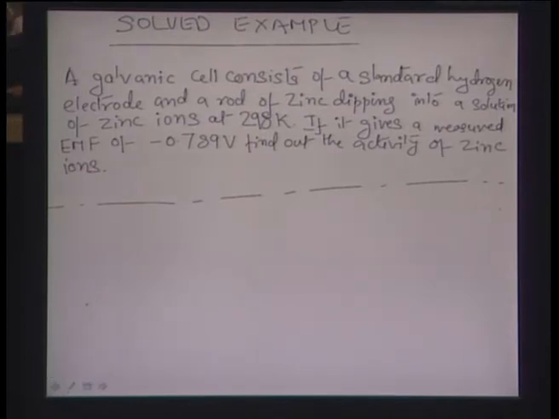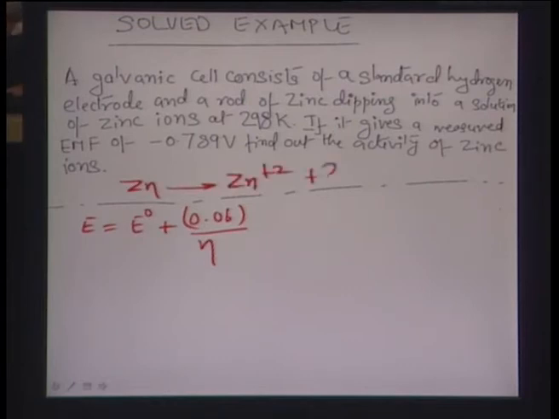and essentially the E cell in this case can be represented as E0 cell plus the Nernstian slope 0.06 divided by n, in this case, because it is zinc getting oxidized into Zn plus 2 and 2 electrons, n equals actually 2 in this case, okay, into log of the activity of zinc plus 2 ions, okay.